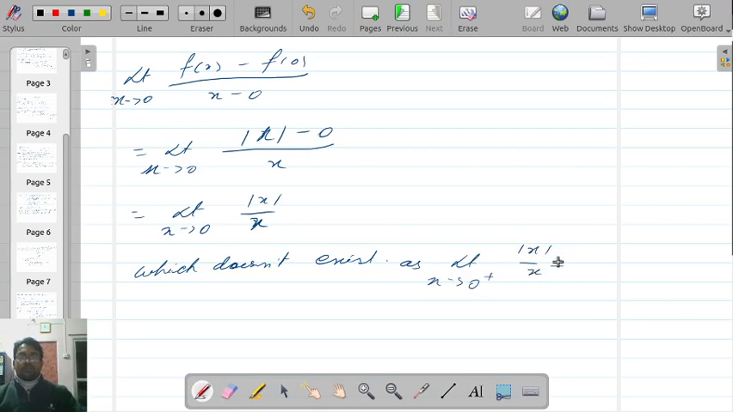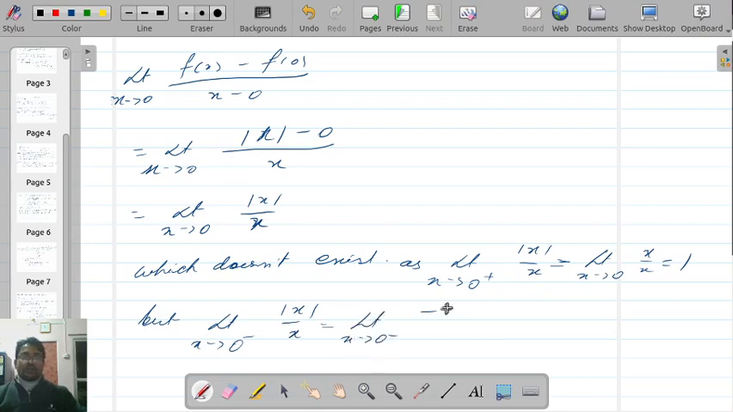If we approach 0 from the right side, in that case mod x is just replaced by x, so it's 1. But if we approach from the left side, the limit as x tends to 0 minus of mod x by x, mod x will be minus x in that case, so minus x by x, that is minus 1. Okay, so mod x is an example of a function which is continuous at x equal to 0 but not differentiable at x equal to 0, right?